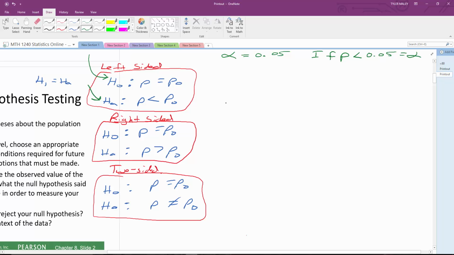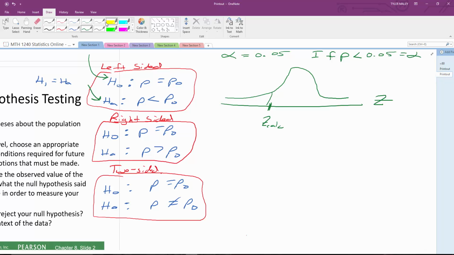If we have a left-sided test, then we're going to use the z distribution, which is a normal distribution. We're going to calculate a z value, and find it here. So here's our z calculated. With the left-sided test, we're going to find the area to the left of this, the left tail area.